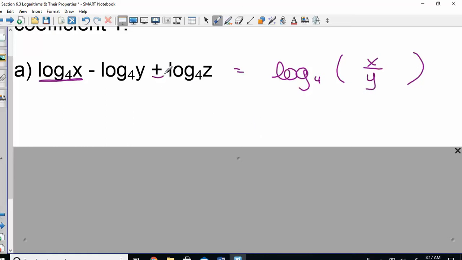Plus, okay, this is a plus, so where does my z go? On the top. It doesn't matter what order they're listed in. If it's a plus, it goes on top. If it's a minus, it goes on the bottom. So this is just log base 4 of xz divided by y.